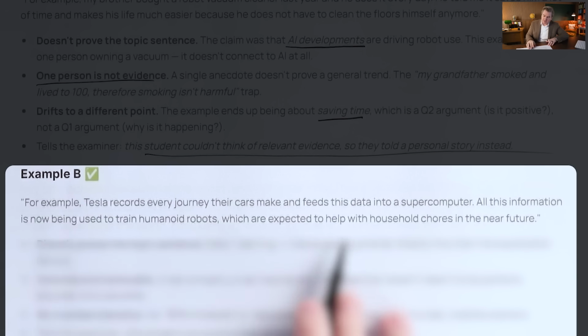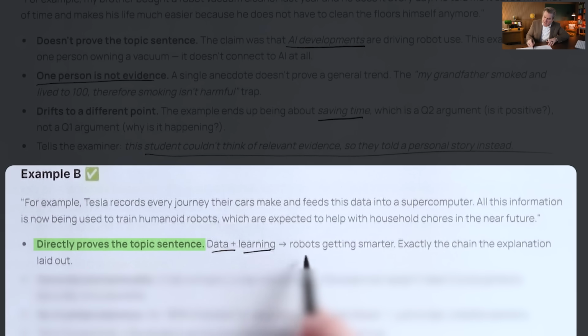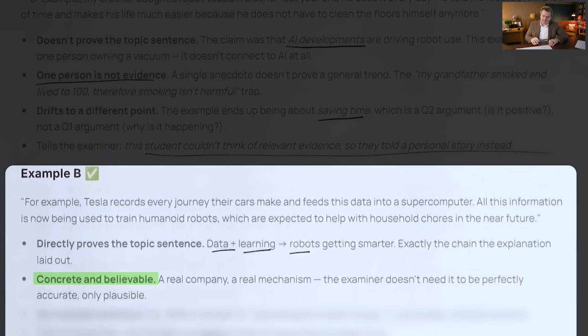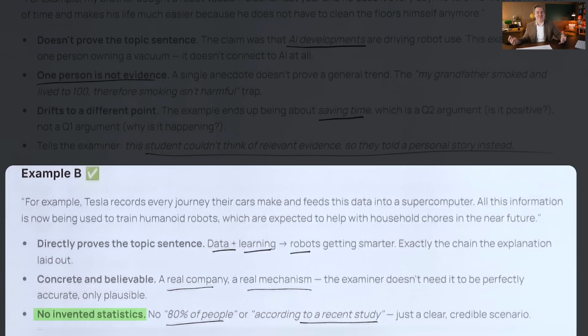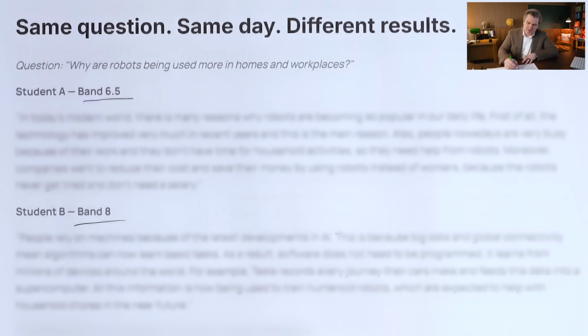Whereas if we look at this student, they talk about data, they talk about learning, they talk about robots. This is exactly what the topic sentence is about. It is believable. It is a real company. It is a real mechanism. It is really happening in the world right now. And there's no invented stuff like 80% of people are using robots to clean their homes these days, or a recent study found that 79% of people with gardens are using robots to cut their grass, or some nonsense like that. It's just like, what is a real thing happening in the world? And they use that.